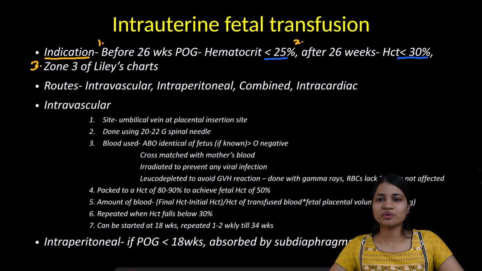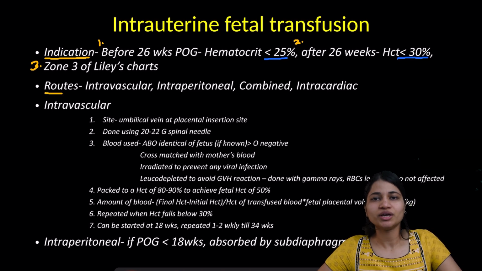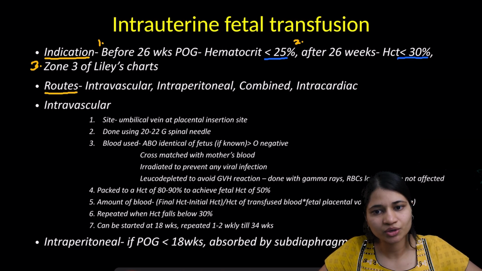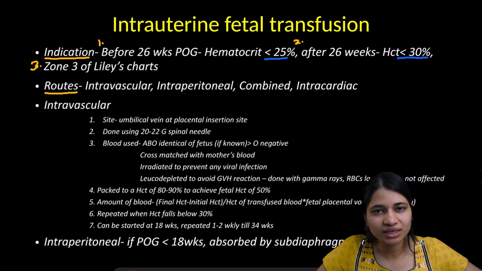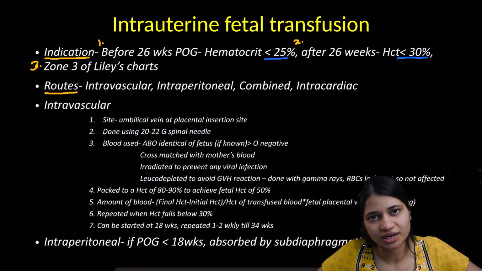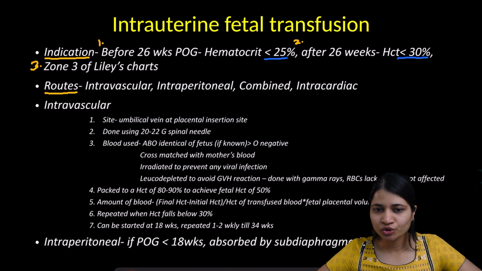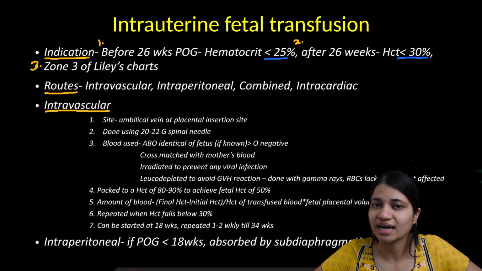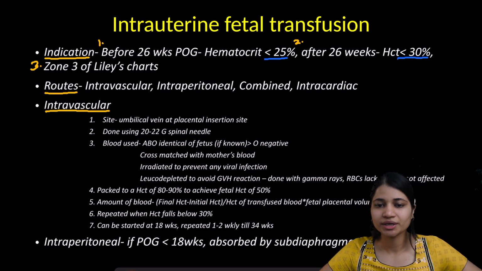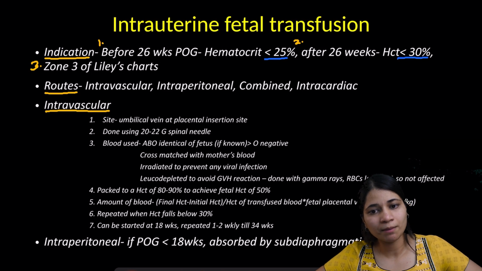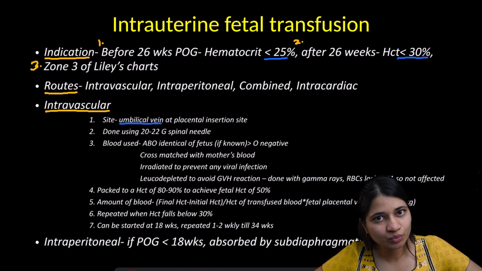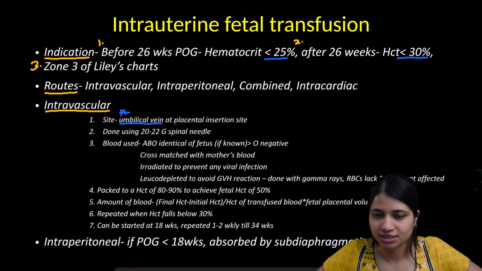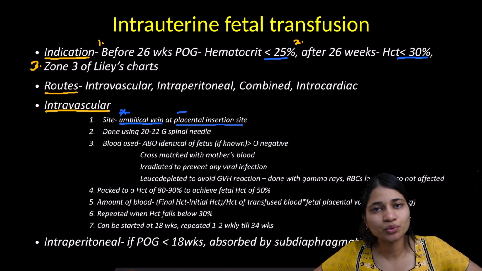So now what are the routes by which we can give intrauterine fetal transfusion? We can either give it intravascular, we can give it in the peritoneum, that is intraperitoneal, we can combine the 2 techniques, or we can give it intracardiac. So most commonly, what do we do? We do intravascular fetal transfusion. So what is the site of doing intravascular fetal transfusion? It is done in the umbilical vein. And where in the umbilical vein? At the placental insertion site. It is done using a 20 to 22 gauge spinal needle.